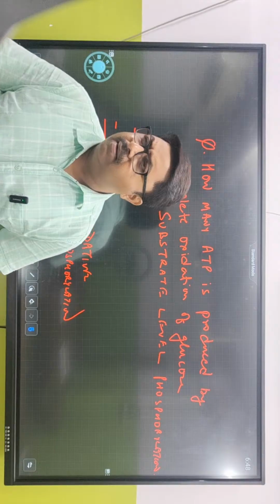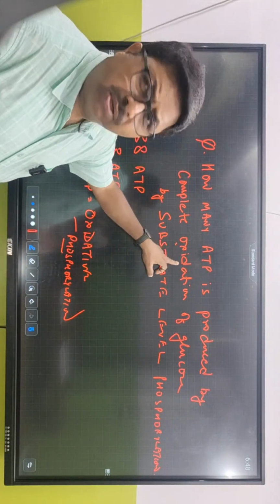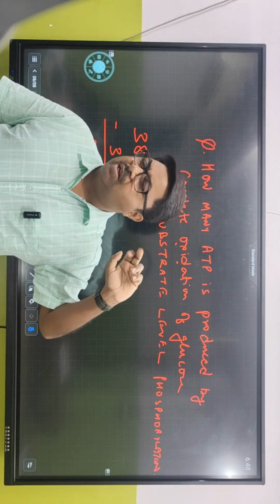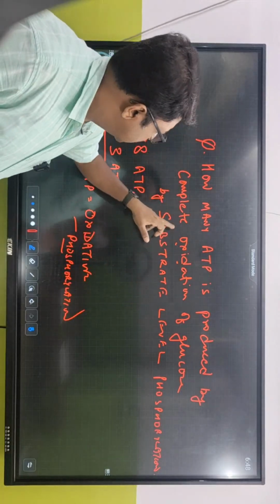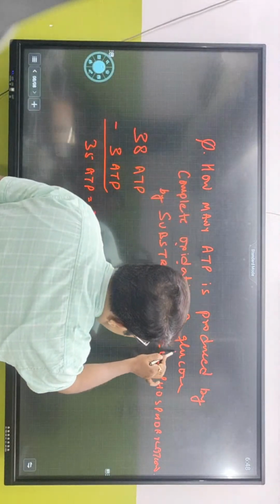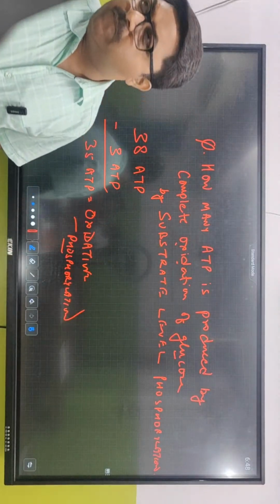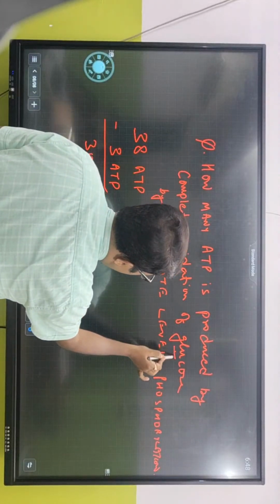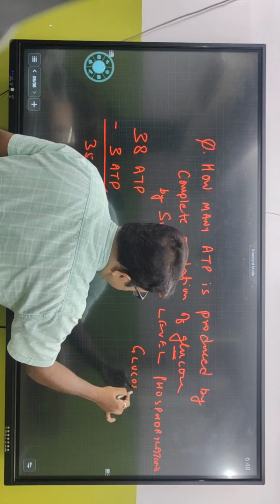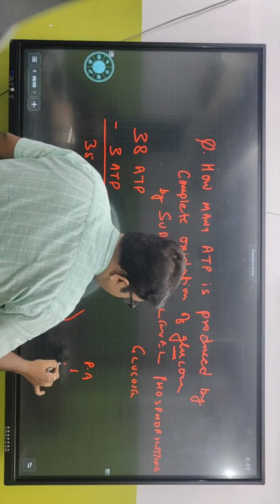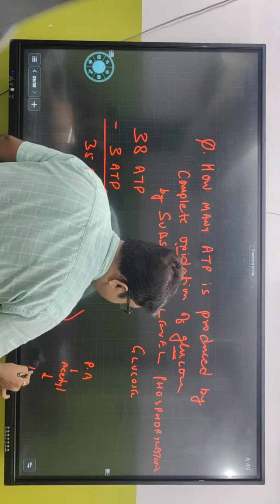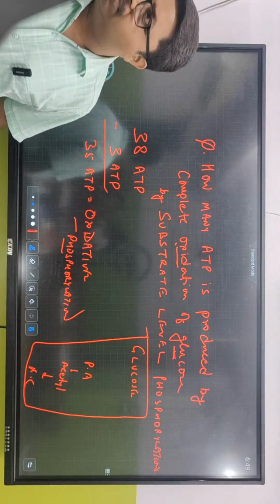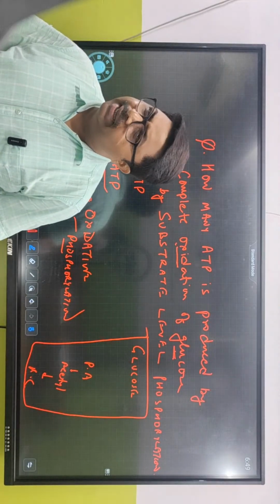4 ATP directly. I'm talking about complete oxidation of 1 molecule of glucose. When I say complete oxidation of one molecule of glucose, I am calling it right from glucose to pyruvic acid, to acetyl-CoA, to Krebs cycle. Everything is included in one complete oxidation. Now tell me. Do all three.